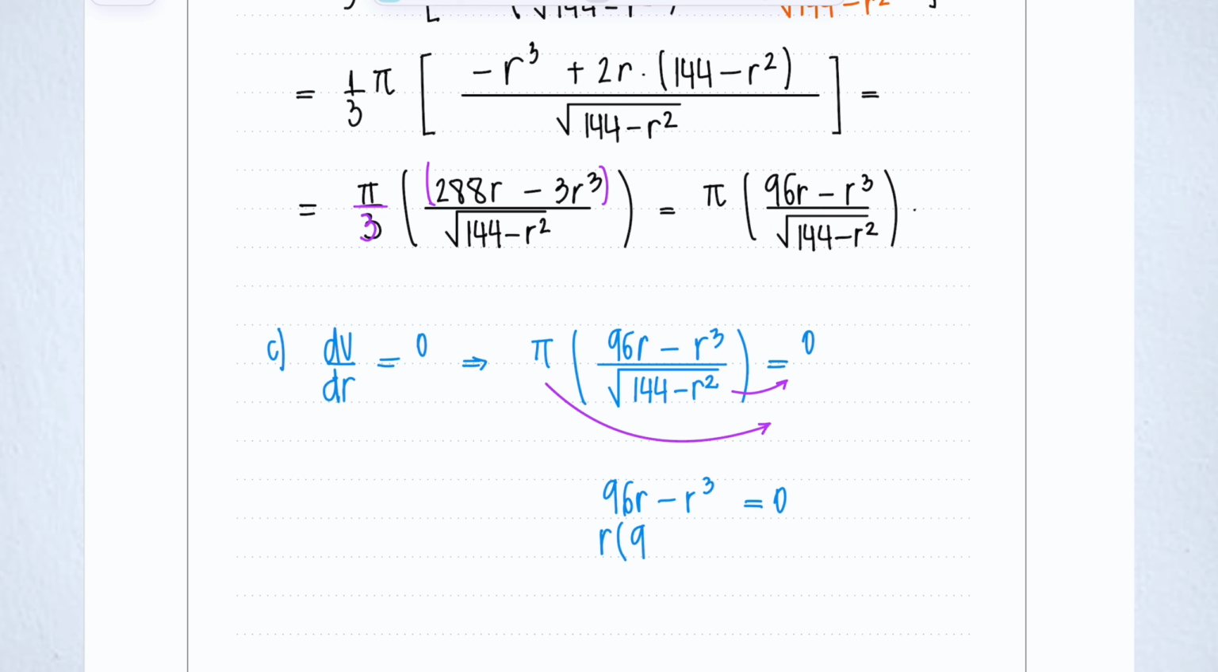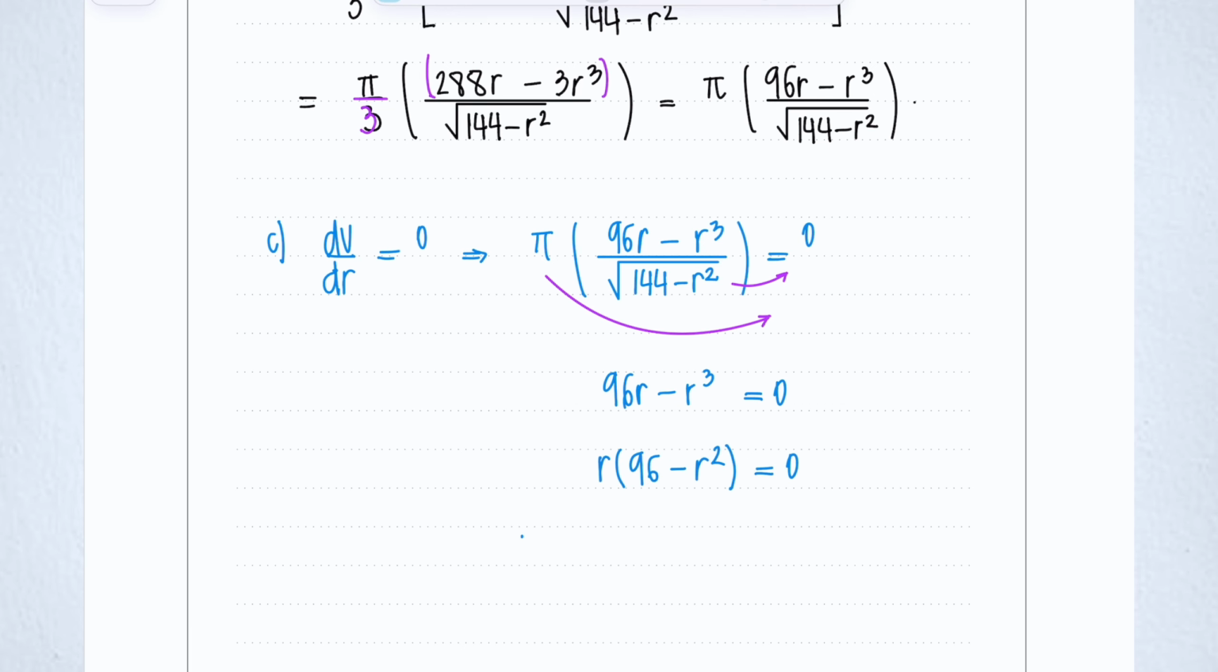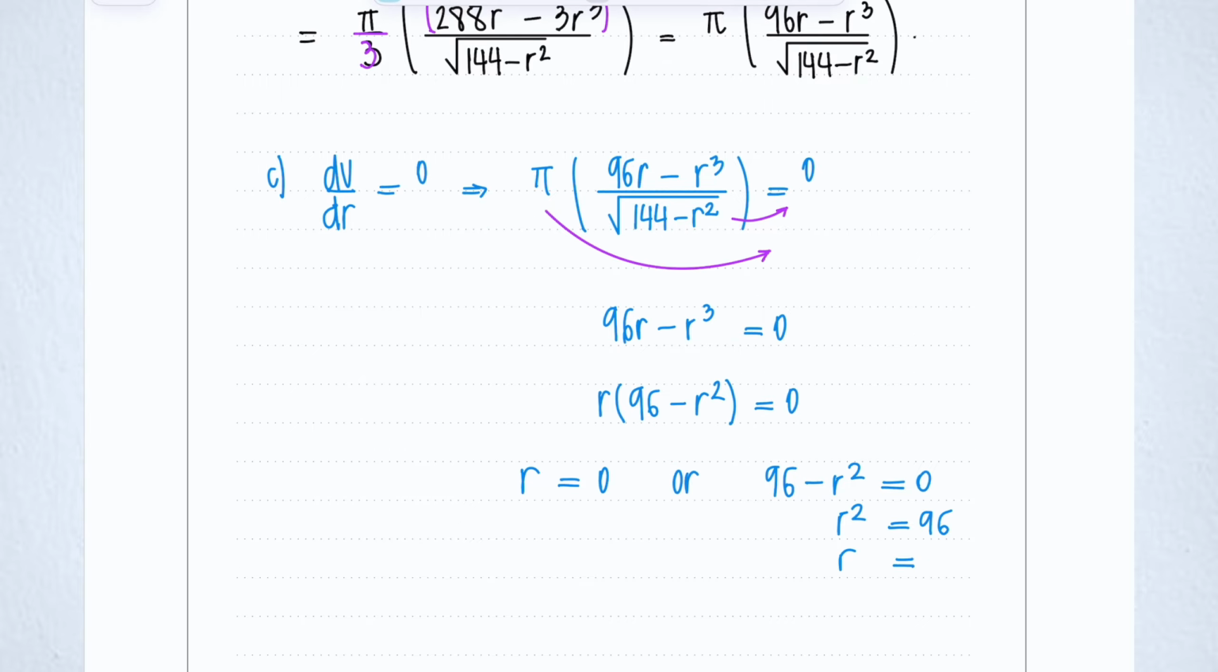We can factor out an r and break this down into two. Either r is 0, which does not make sense in the context of this problem, or 96 minus r squared is equal to 0, which means that r squared is 96 and r is positive. It's got to be positive. The root of 96, also known as 4 root 6.